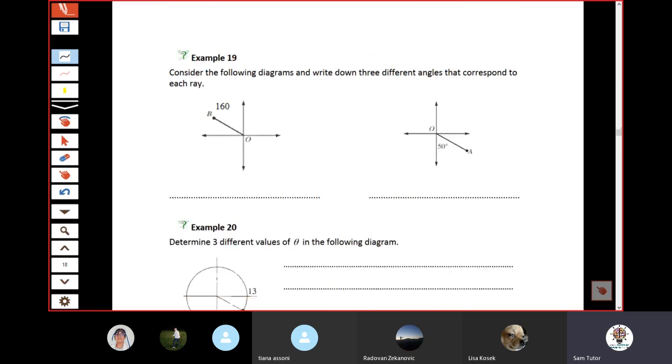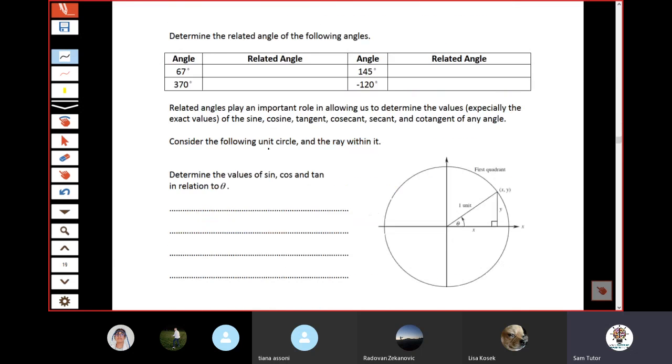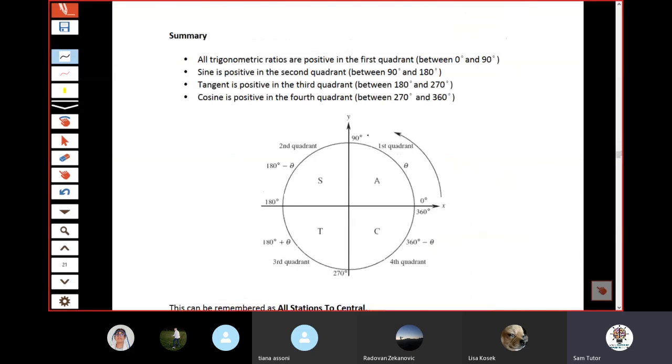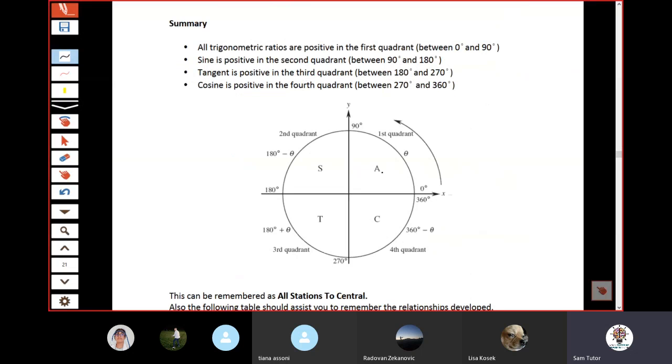Then we did this my way, so I think we're okay with this. I'm going to move past this so it doesn't confuse you the way the textbooks will be doing it. That's how we did it. All stations to central. That was theta. That was 180 minus theta. That was 180 plus theta. And in this quadrant is 360 minus theta. We're going anti-clockwise. And don't forget, if sine was negative, that means it would be here and here. If tan was negative, it would be here and here. And if cos was negative, it would be here and here.